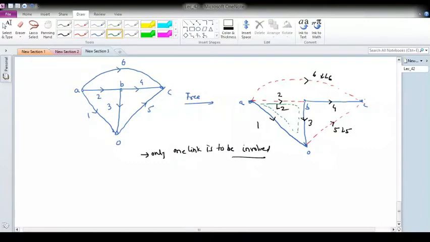Okay, this is one loop because in this loop only one link is involved. Here also, if I take this, it is also one loop, because only one link is involved. Now if I take this as a loop, I see that there are two links involved, so this is not possible. So what can be done?